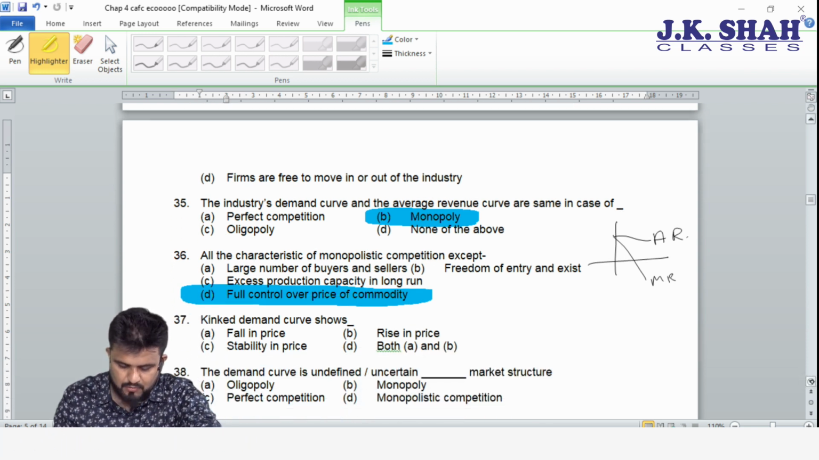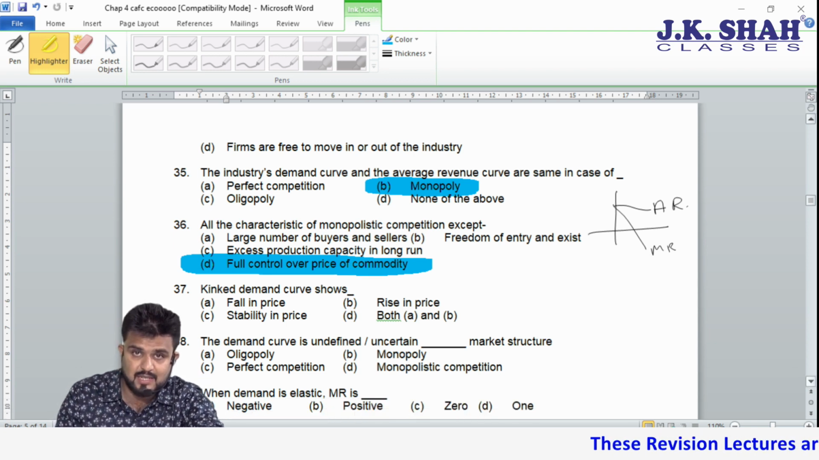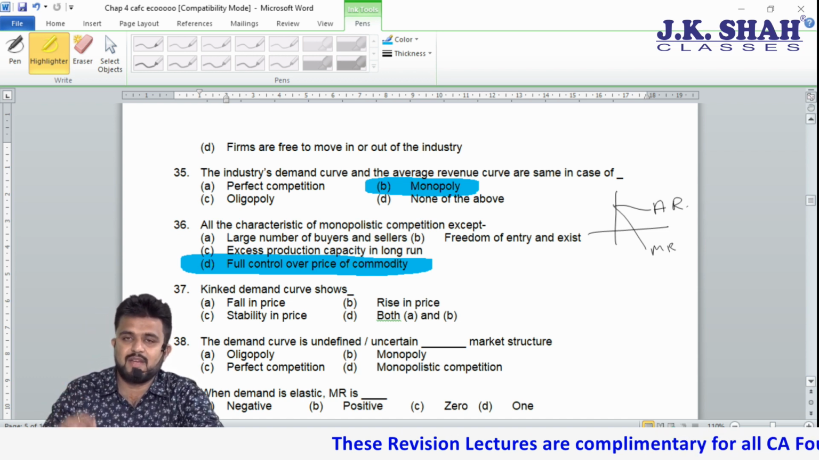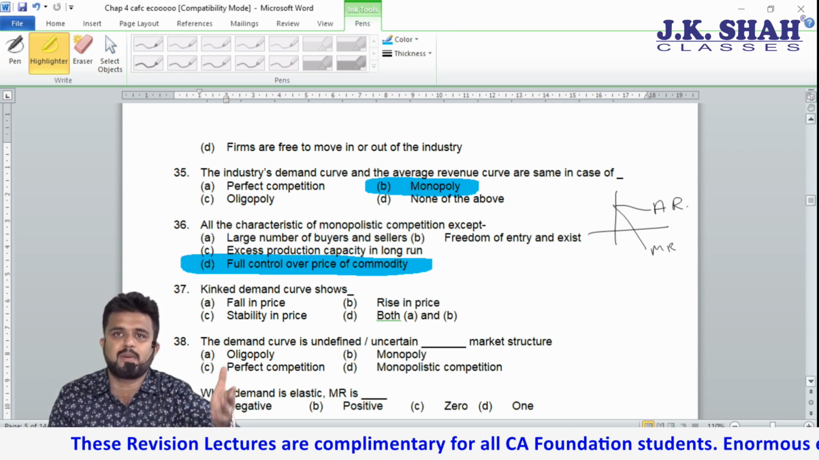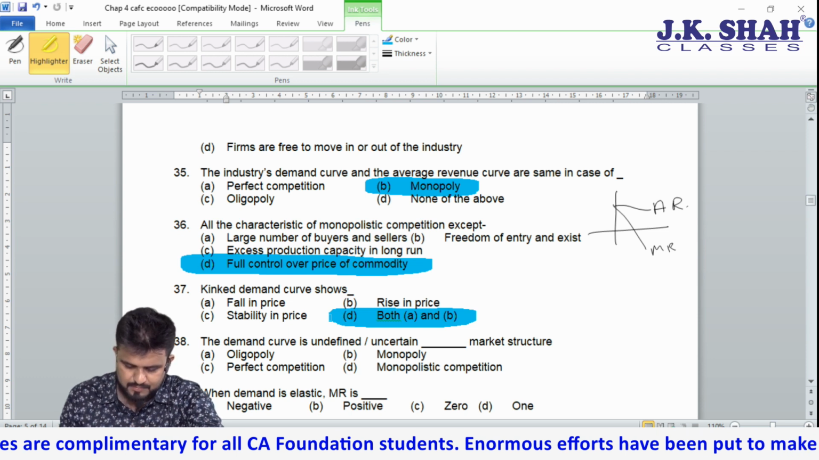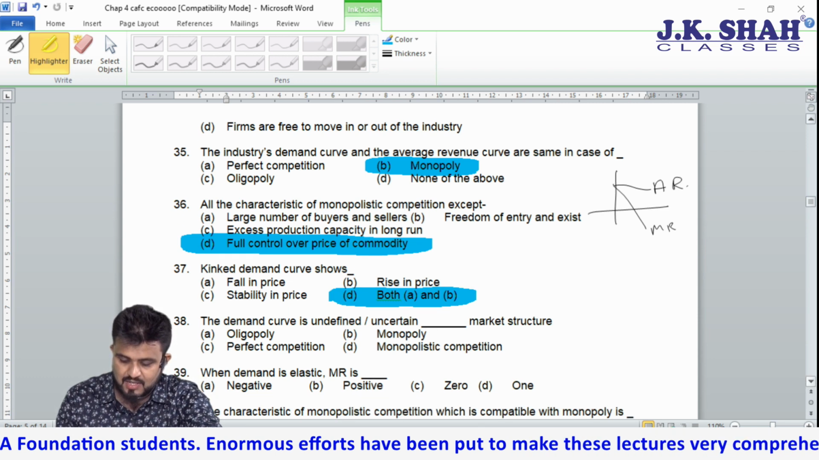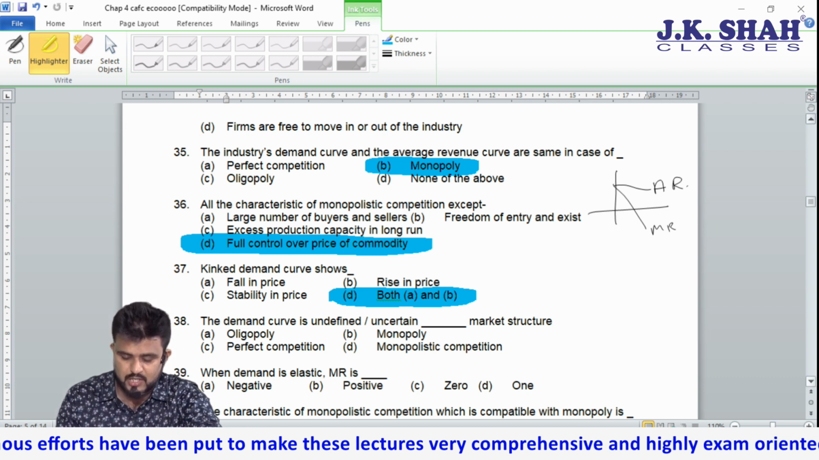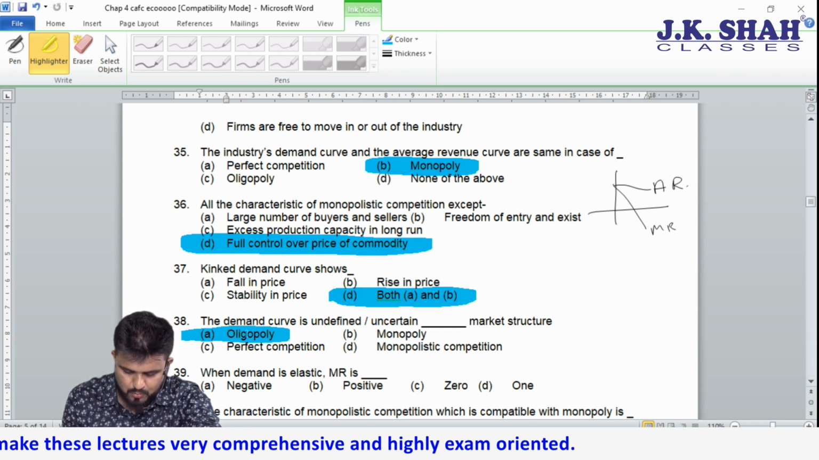Can a demand curve show a fall in price, a rise in price, stability in price, or both A and B? Can I say we had taken two cases: what if the price decreases and what if the price increases? So the correct answer is both A and B. Next, the demand curve is undefined and uncertain. In which market structure, I told you, is the shape of the demand curve uncertain? It is found under oligopoly.